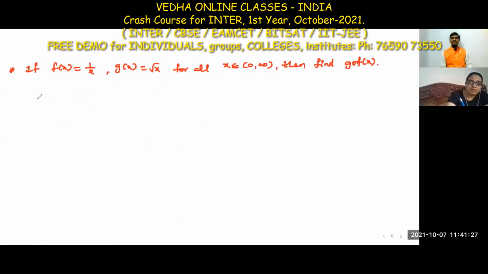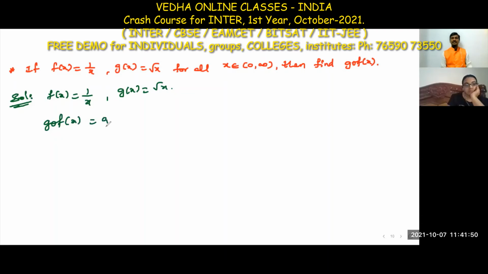Okay, so next, take this question. If f of x is equal to 1 by x and g of x is equal to root x, for all x belongs to 0 to infinity, then find g circle f of x. What is given? f of x is 1 by x and g of x is root x here. What is he asking? He is asking to find g circle f of x. That means g of f of x.